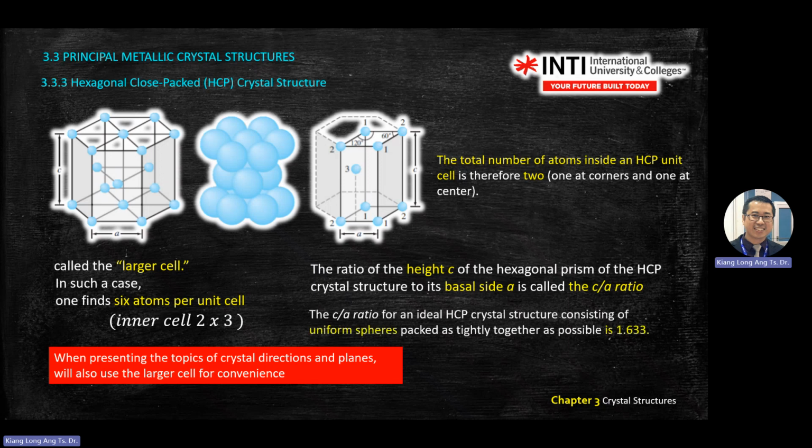Okay, then for HCP, we use 1 ratio to describe HCP, the ratio between a and c. a is the side, c is the height. So there is a ratio there to represent the HCP for comparison. So if you have uniform spheres, you'll get this value. c over a for HCP will be 1.633. A perfect case lah, a perfect HCP. You'll get 1.633.